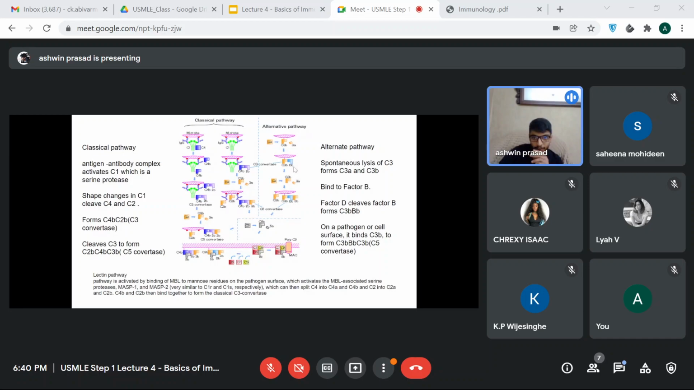So we have C3B, which was spontaneously formed, and in the presence of factor D, factor B is cleaved into big B, small b, and that attaches with C3B. Again, it's not that important to know the specifics, but just remember this is how it happens. And then it attaches to another molecule of C3B and forms its C5 convertase. So basically, we want to get to C5 convertase.